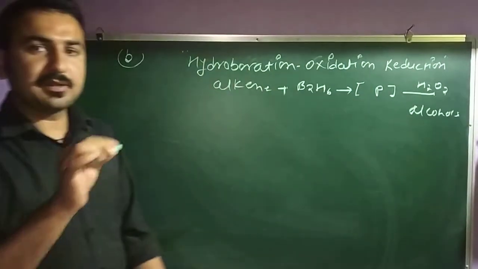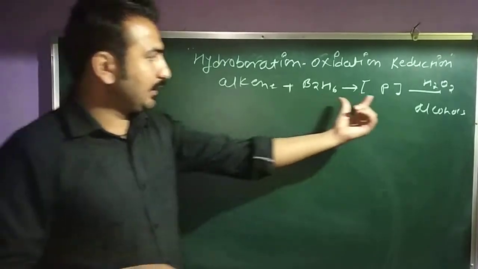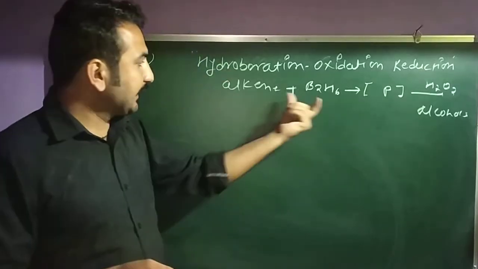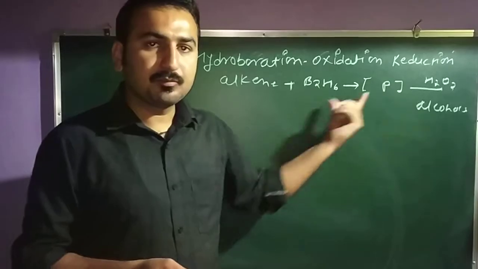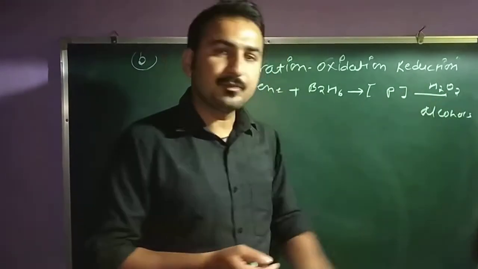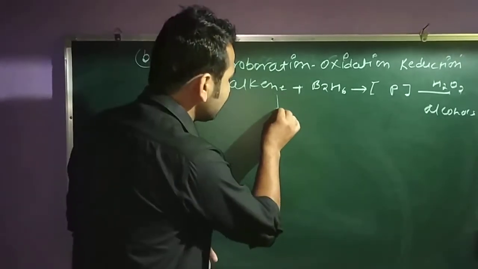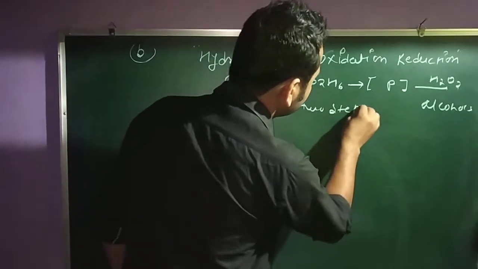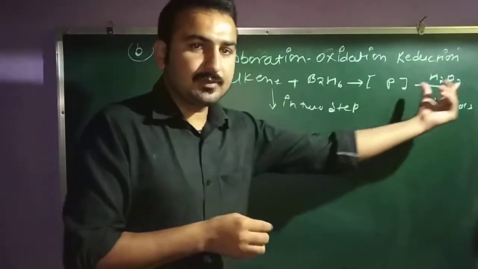Okay? Very simple reaction. Alkene plus diborane gives you a product. You can say this is the additive product of alkene and diborane. The product is trialkyl borane, and this on treatment with H2O2 gives you alcohol. Simple thing. That means this reaction involves two steps. First step, this one. Second step, this one.